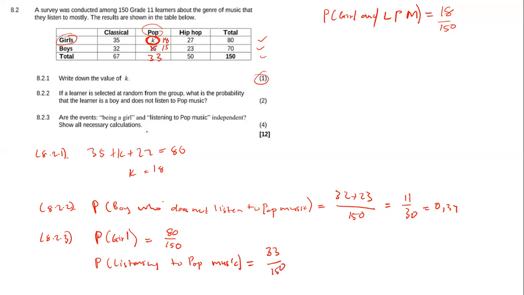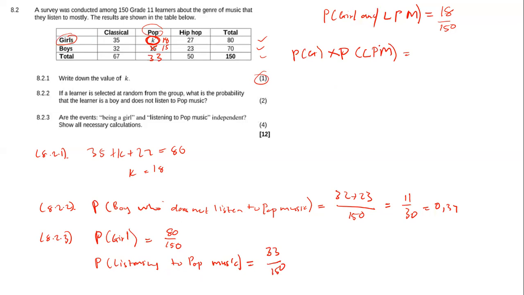Okay, so probability of girls, we need girls only. They are all 80 out of 150. And then probability of girl and listening to pop music, we're specifically going to our intersection. We're going to girls only and pop, which is the intersection between girls and pop, which is 18. Okay, all right. So now let us determine the probability of girl multiplied by the probability of, I'll just simplify it, listening to pop music. I'll just say it's LPM. Okay, now let us determine the product and see how much we get.